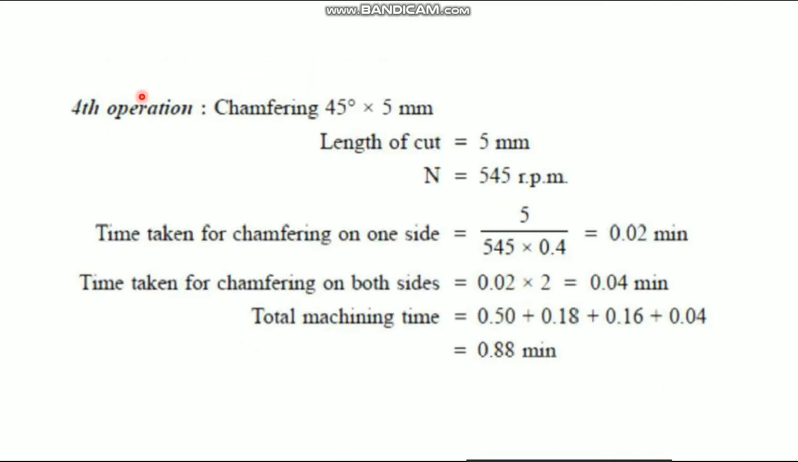Then last operation, chamfering, 45 degree into 5 mm. Length of cut is equal to 5 mm. N is already calculated by using that particular diameter. And time taken for chamfering on one side is L by F into N, so apply this. So this is the time taken for chamfering on both sides. Total machining time: add all the times we have already calculated. We get this answer, 0.88 minutes.